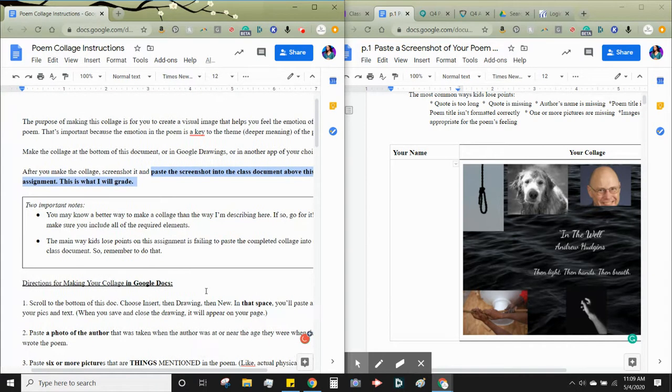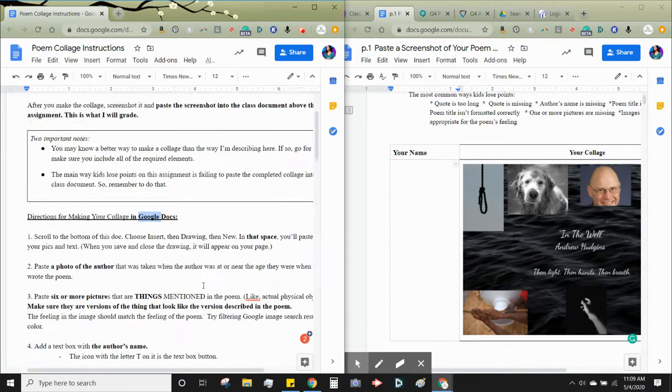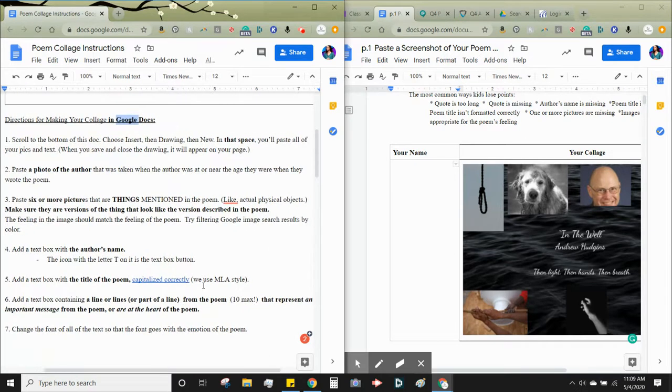I want to point out that you don't have to use Google Docs to do this, but that my instructions are the instructions for how to do it in Google Docs. For the photo of your author, it doesn't have to be a photo of the author at the exact age they wrote the poem, just something that looks reasonable. To figure out how old they were when they wrote the poem, look at the year the poem was written and look at the year they were born and subtract. And so let's say you found out that the author was 55 when she wrote the poem. Just look at pictures of her and pick one that looks like she's about 55. It doesn't have to be exact.